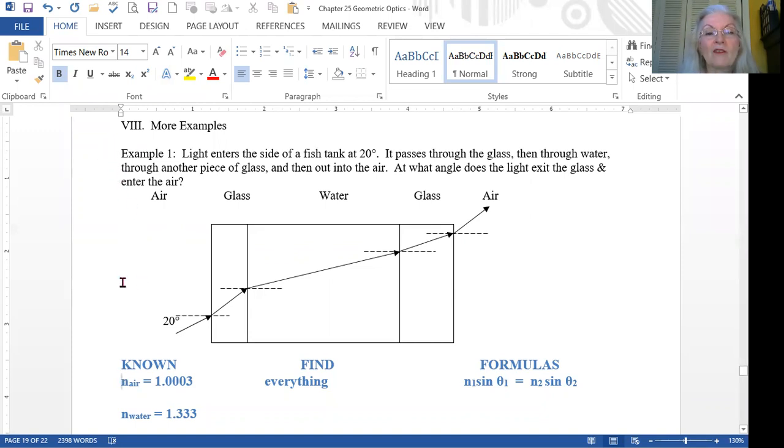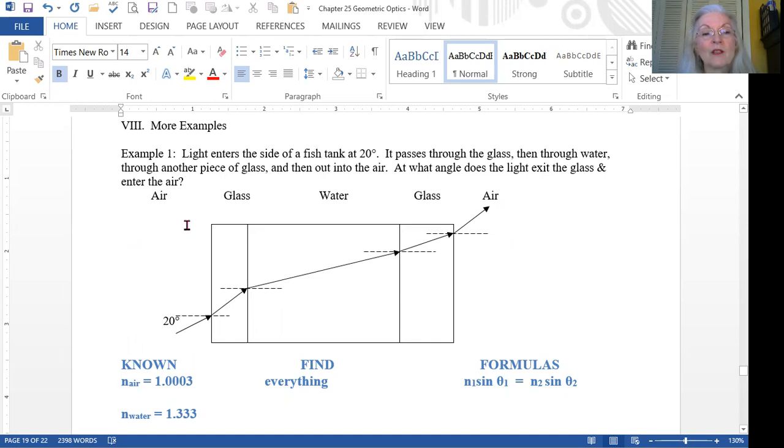We're going to have a fish tank, and light's going to come in from one side of the fish tank, pass through the first glass wall, pass through the water, pass through the second glass wall, and then exit out into the air. And what we want to figure out is if we know the light comes into the tank at a 20-degree angle from the air into the glass, what angle is it going to exit out on the other side? It's a matter of taking these changes step by step.